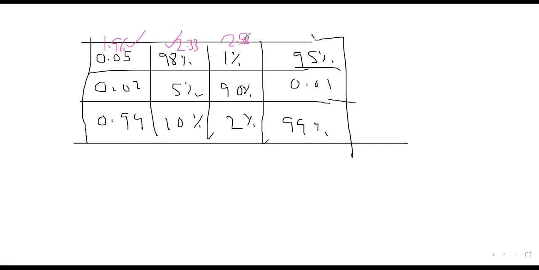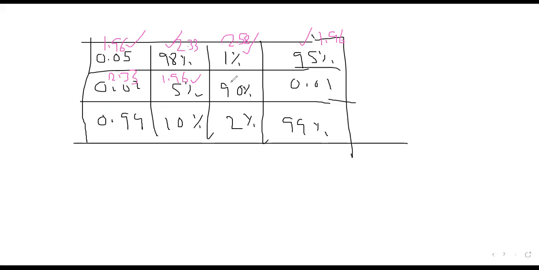I hope you're not reading from somewhere. 2.58, correct? Yes. It's 1.96, correct? Third one. Here, 0.02. What is our Z? 2.33, correct. Here, 5%. 1.96. Is she correct? Yes. Here.